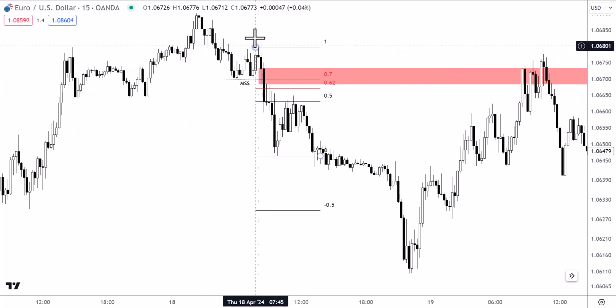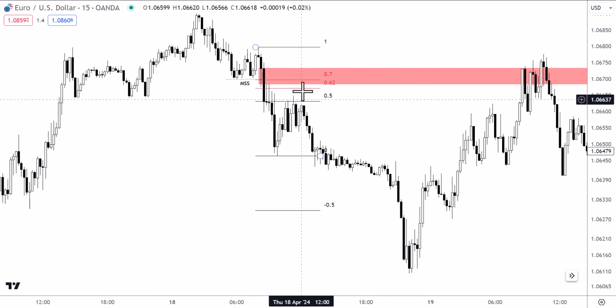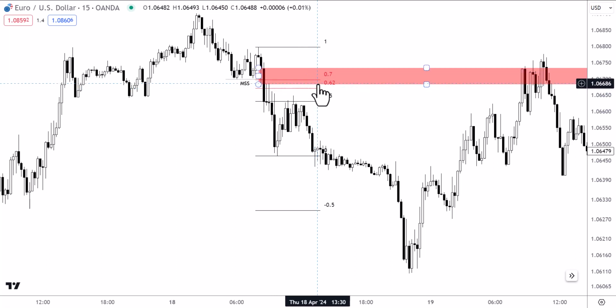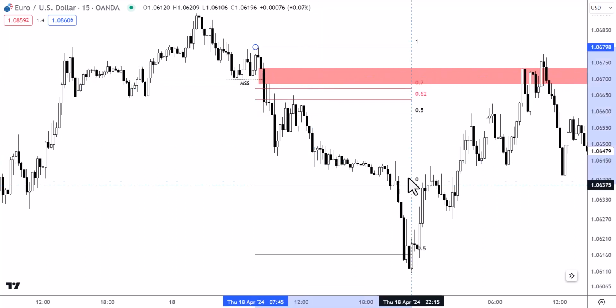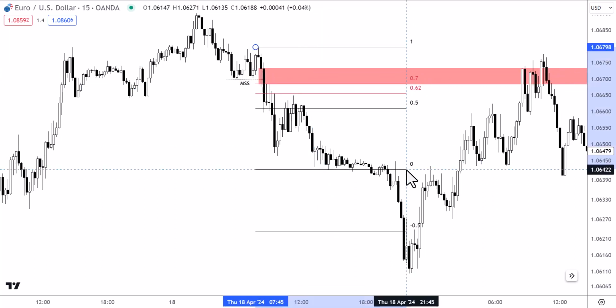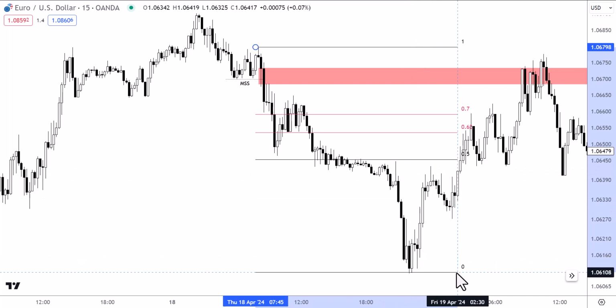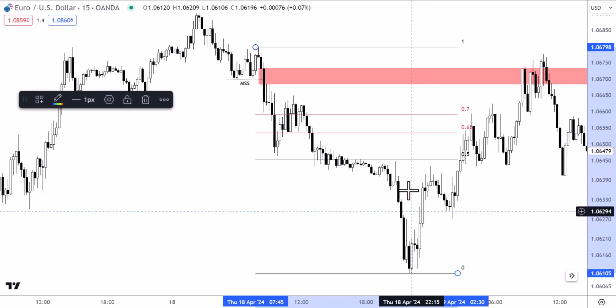See that price does not trade back into this premium level of the 62 or 70 fib level. We try it here, we still don't see it. We try it here. We see that price hasn't got there just yet.